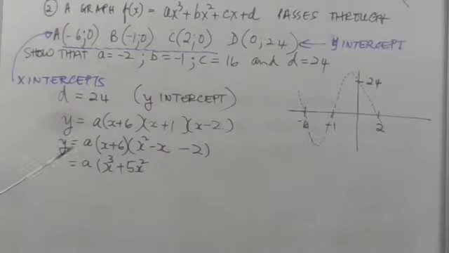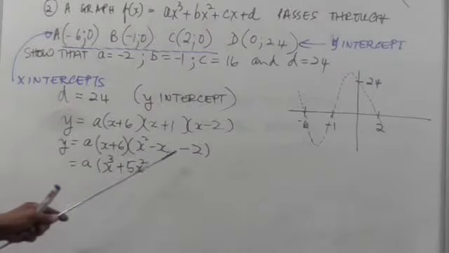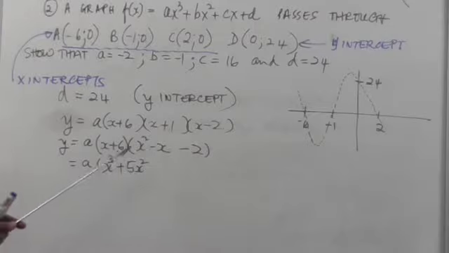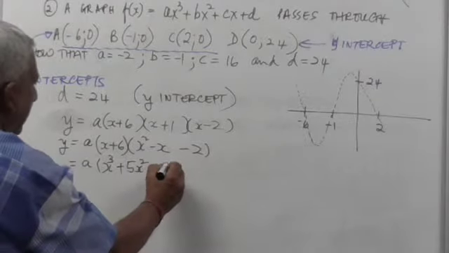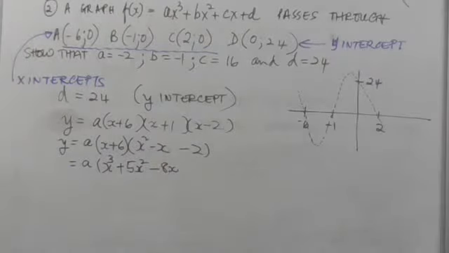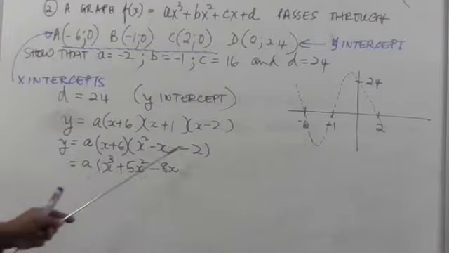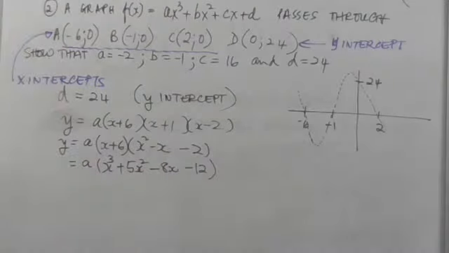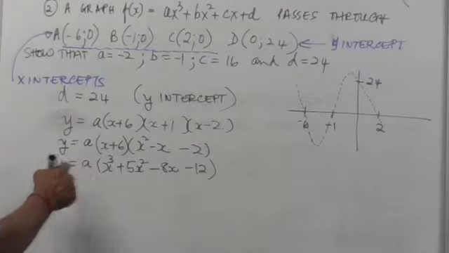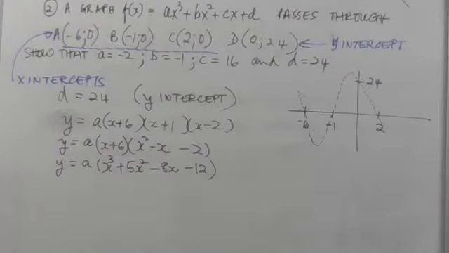Then you want the x's. X times minus 2 will give you minus 2x, minus 2x minus 6x will give you minus 8x. And then finally that times that will give you minus 12. Right. Now you are trying to solve for, and you got y here. You are trying to solve for a.